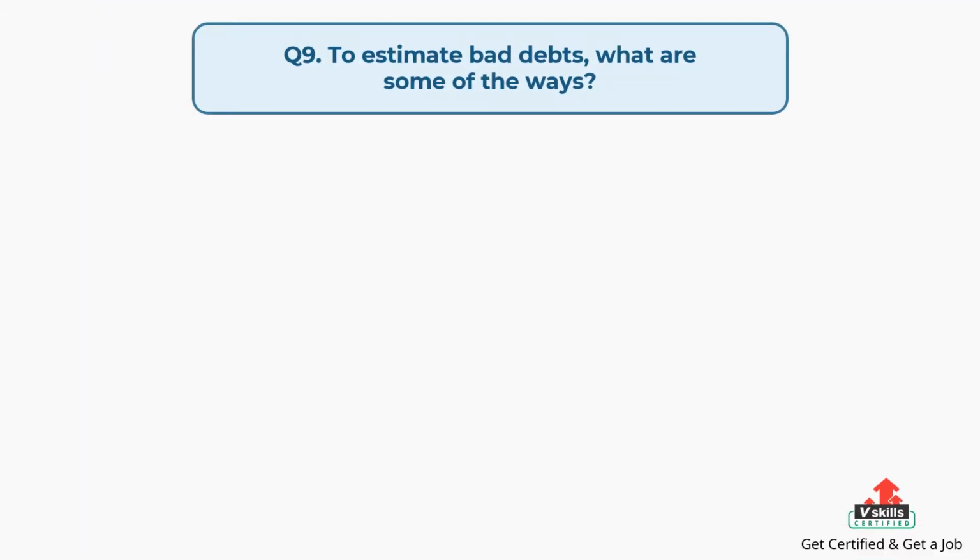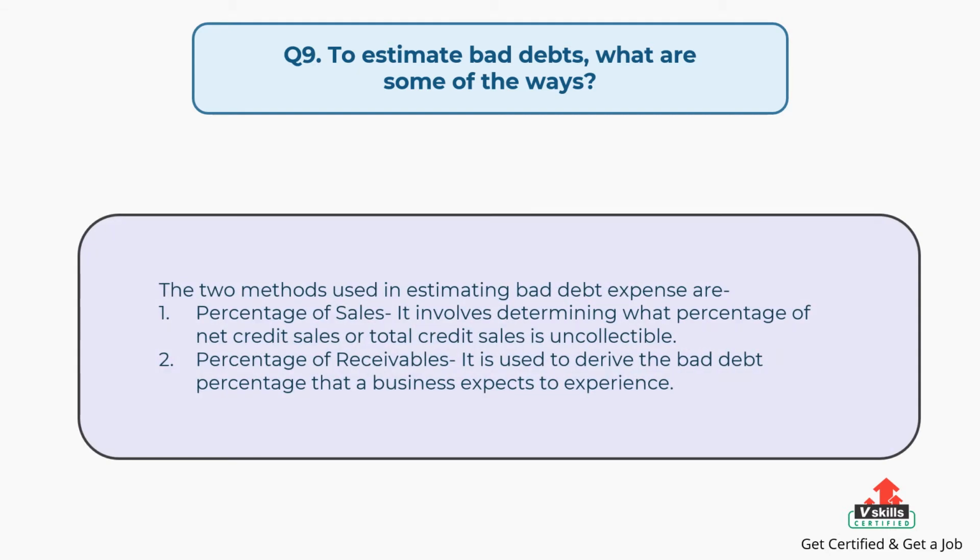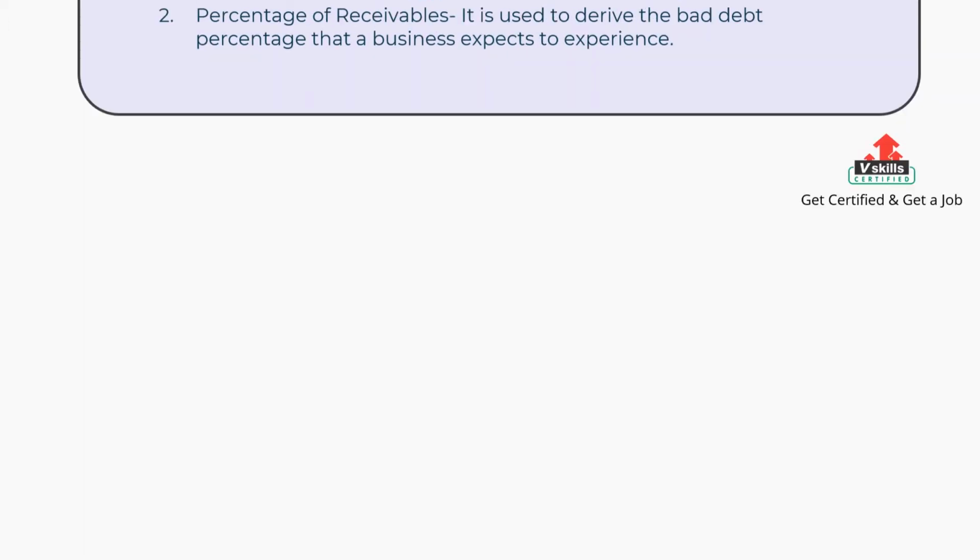Question number 9. To estimate bad debts, what are some of the ways? The answer is, the 2 methods used in estimating bad debt expense are percentage of sales. It involves determining what percentage of net credit sales or total credit sales is uncollectible. Percentage of receivables. It is used to derive the bad debt percentage that a business expects to experience.